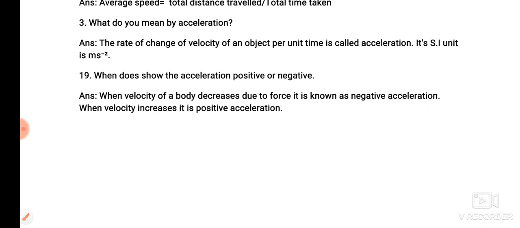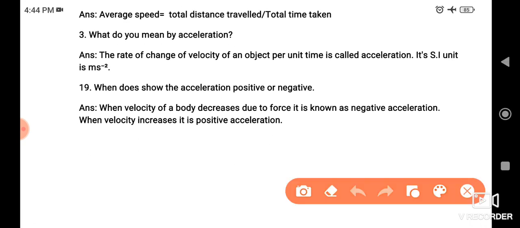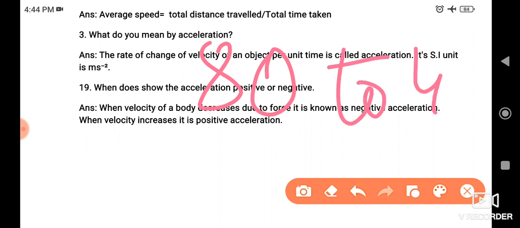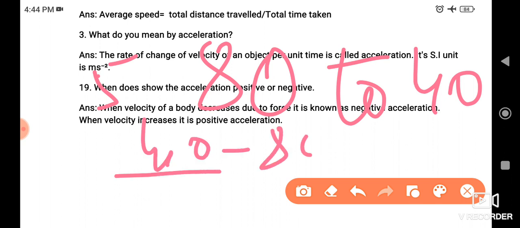Then what does the acceleration show, positive or negative? Remember that when the velocity of a body decreases due to force, it is known as negative acceleration or retardation, and when velocity increases, it gives positive acceleration. Suppose a car is changing its speed from 80 km per hour to 40 km per hour in 5 hours. So here the final velocity is 40. 40 minus 80 by 5, you will get negative acceleration. And vice versa will be positive acceleration.